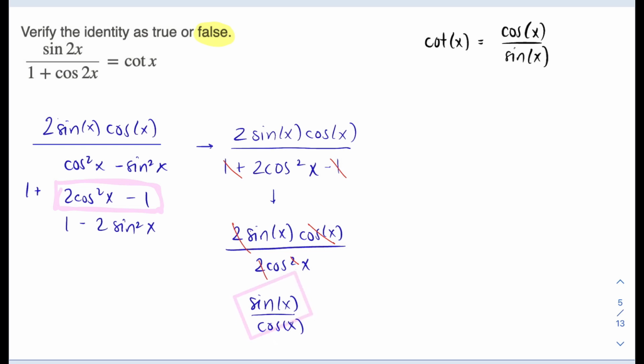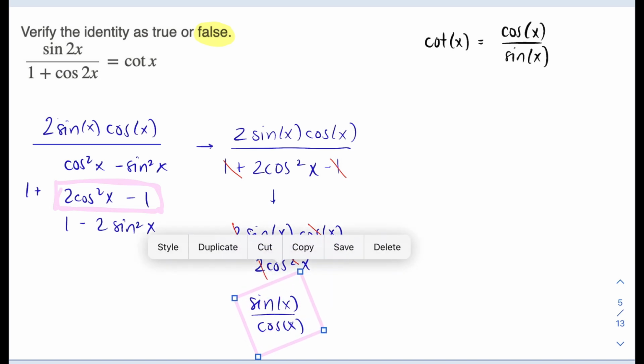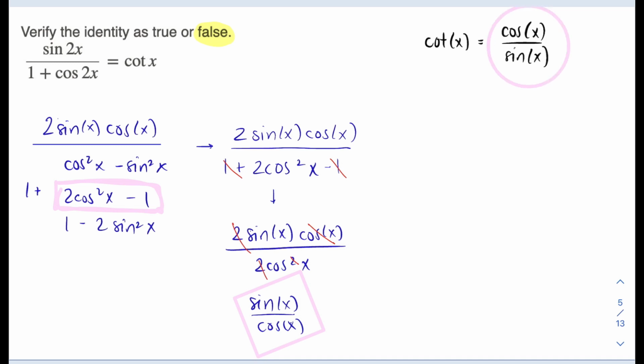But this is what the left-hand side simplified to, and this is what the right-hand side simplified to. Oh, we got a circle there.